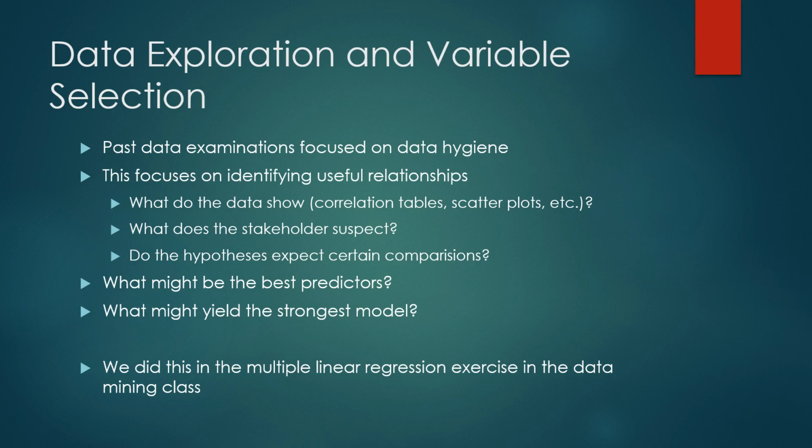And so that's really what we're doing in this next phase: what have we been able to find out about our data? So the focus is on identifying useful relationships. What did the data show? What does the stakeholder suspect? And what do the hypotheses expect in certain comparisons? And so really we're getting at what might be the best predictors, or what might yield the strongest model. And again, it's just looking at our relationships and looking at what we have.